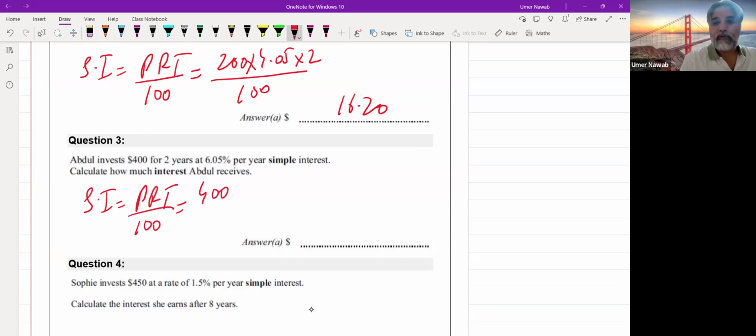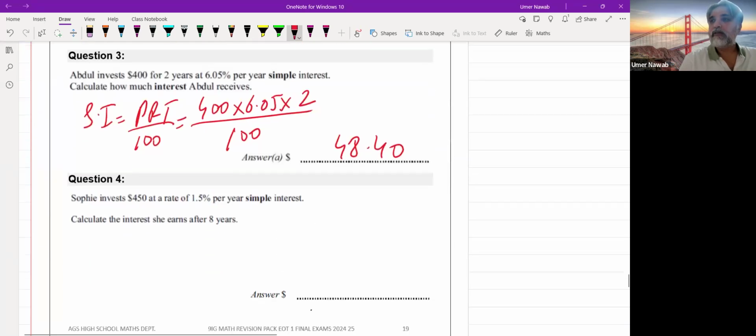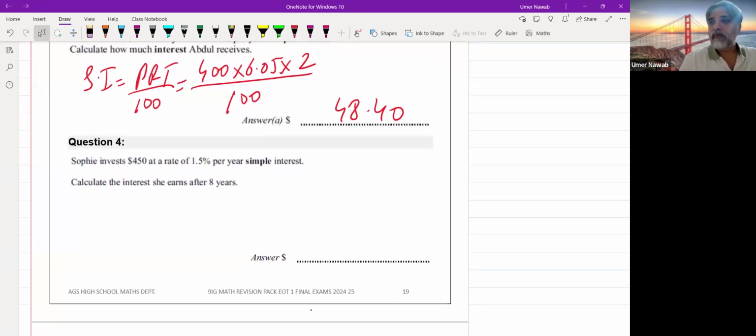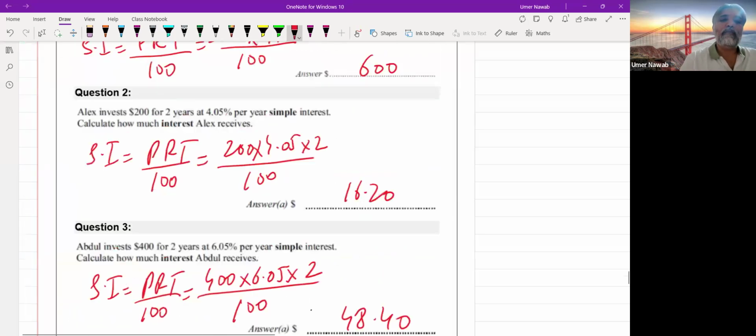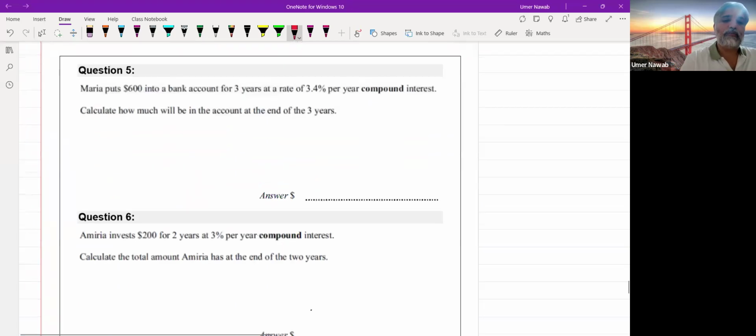Formula will not be given to you in the exam, so please try to memorize it. I know, inshallah, with the practice, you will really master the formula. No need to memorize it specifically. So simple interest, 450 times 1.5 times 8 over 100, and that gives us 54. So I think 4 questions gives you good practice on simple interest.